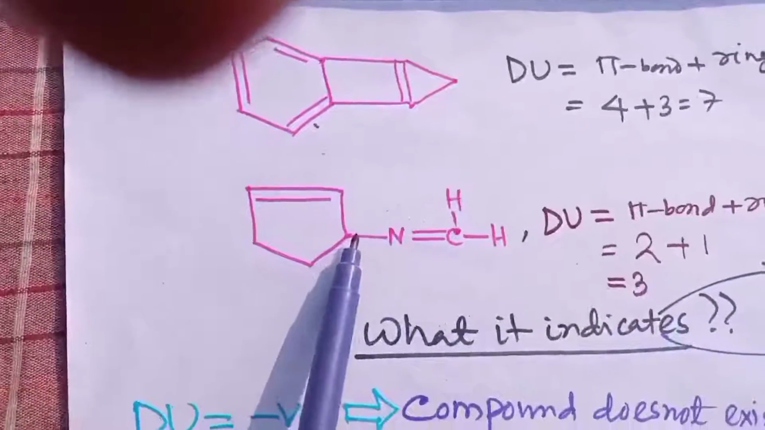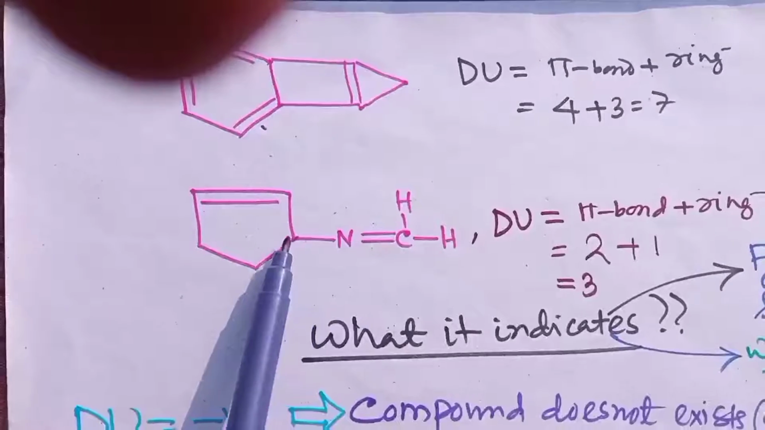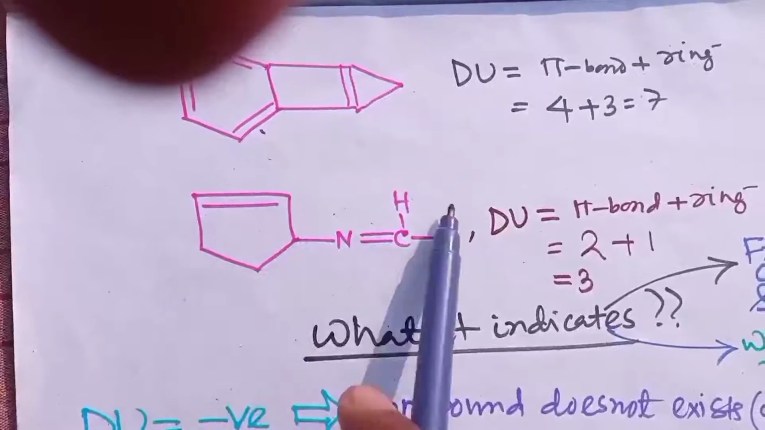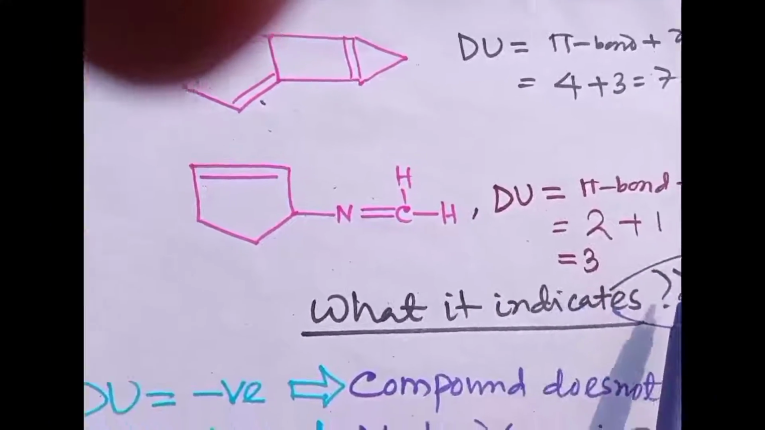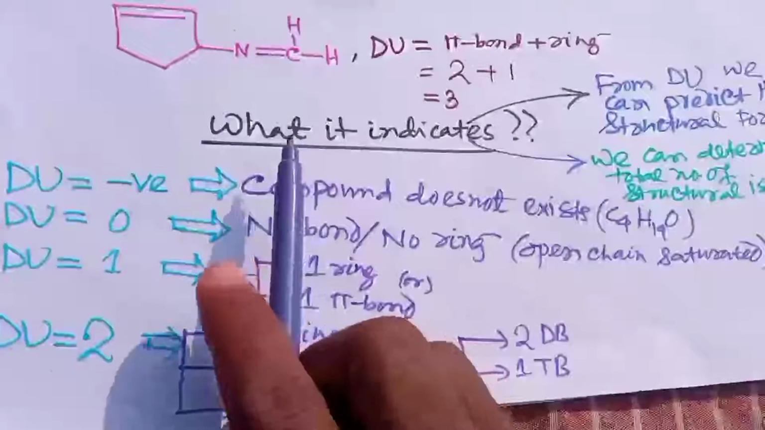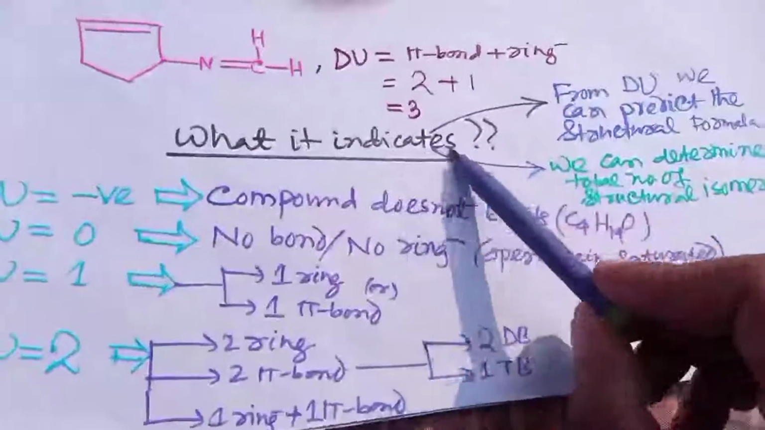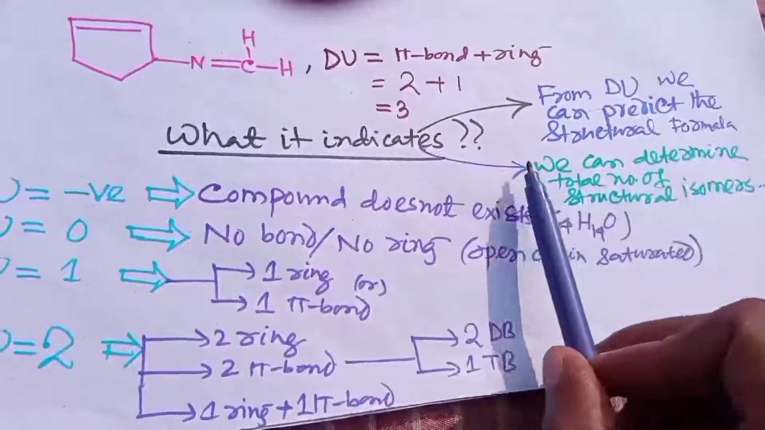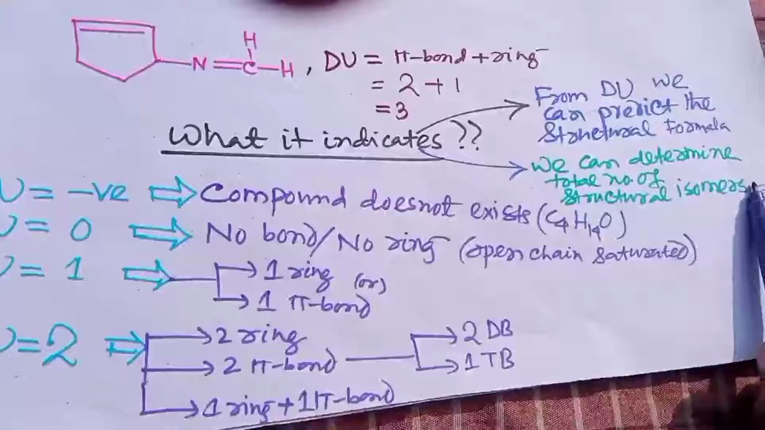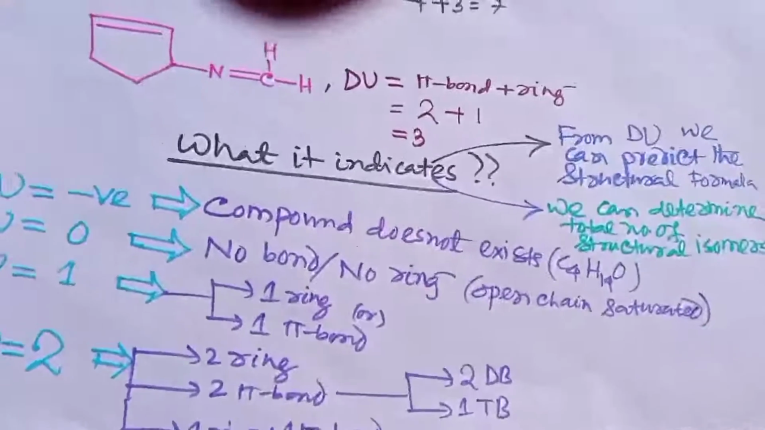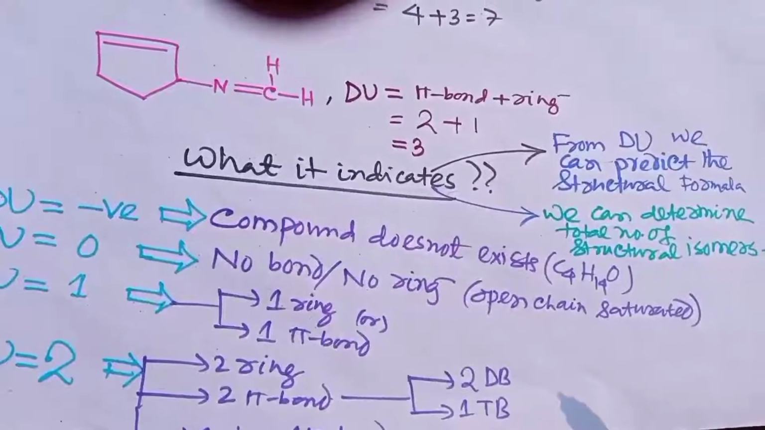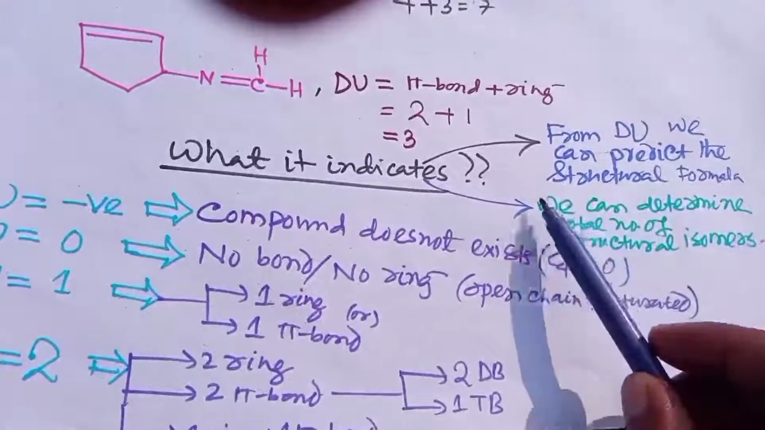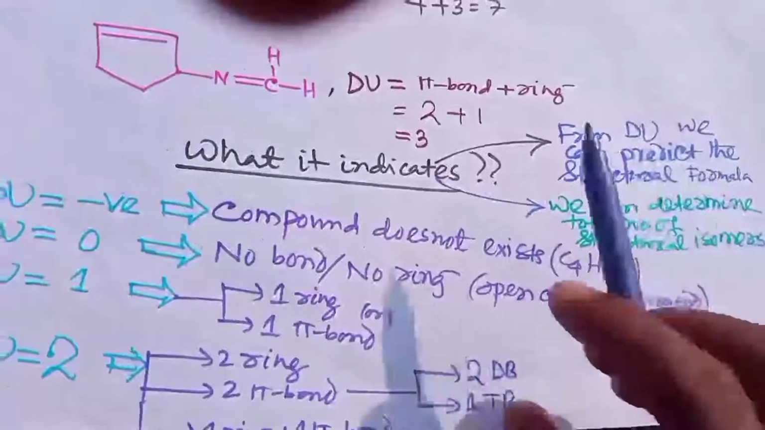For example, here is another compound and it has pi bonds 1 and 2, so 2 pi bonds, and the number of rings is 1. So 2 plus 1 will be 3. Let's see what it indicates. From the DU we can predict the structural formula, or we can determine the total number of structural isomers, etc. These are the uses of DU.